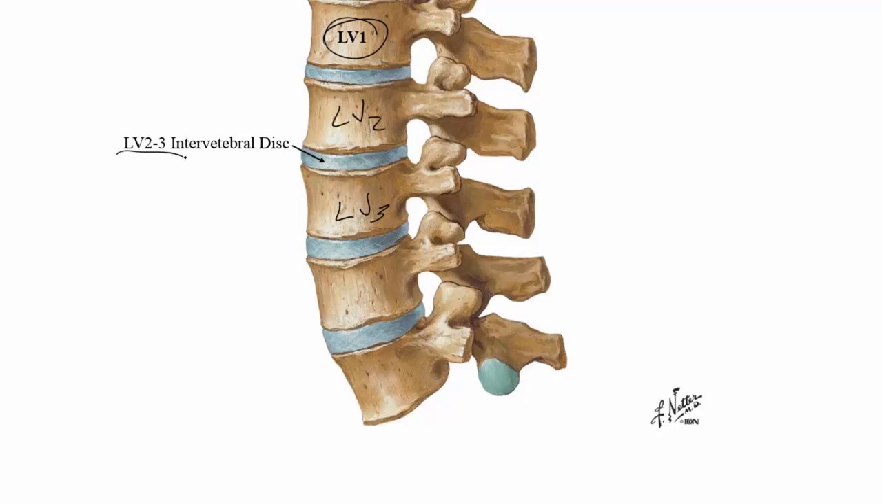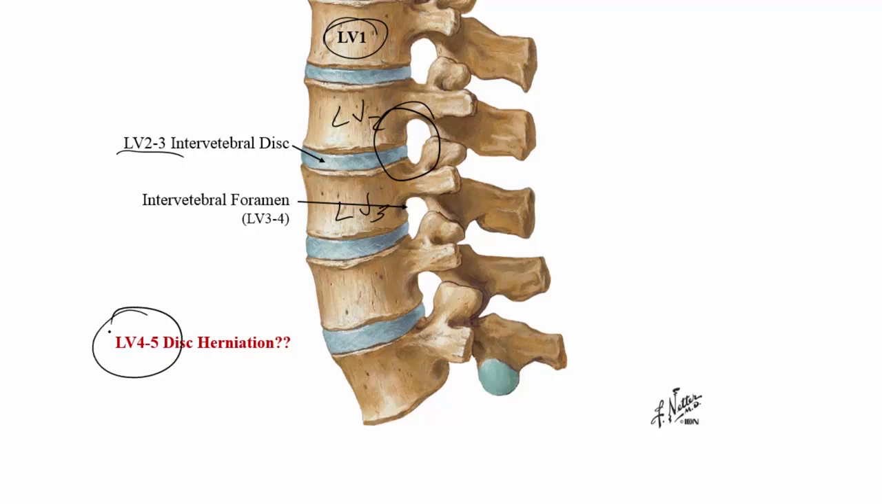The question is, what would happen if that particular disc were to herniate in a posterior lateral direction, in other words, toward this intervertebral foramen? What's going to happen? So let's take a look at intervertebral foramen. So for example, here's LV3-4. So what happens if we have an LV4-5 herniation? So that's this guy here, right? What happens if that herniates? It's going to herniate in, again, a posterior lateral direction, just like the red arrow is indicating.